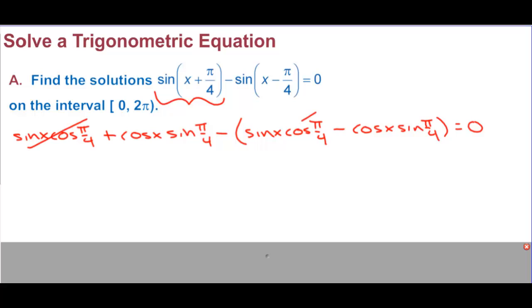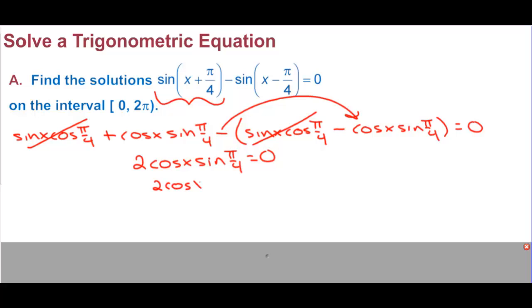This and this are the same thing. And then we have cosine x, sine of pi over 4 minus a negative, which means we have two of these now. 2 cosine of x, sine of pi over 4 equals 0. And we know what sine of pi over 4 is, so we have 2 cosine of x times square root of 2 over 2 equals 0. And we have square root of 2 cosine of x equals 0, cosine of x equals 0, and cosine is 0 at pi over 2 and 3 pi over 2.